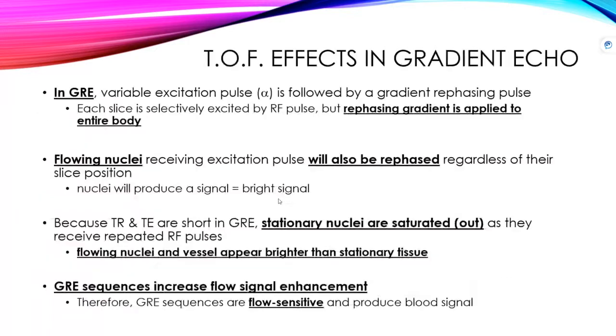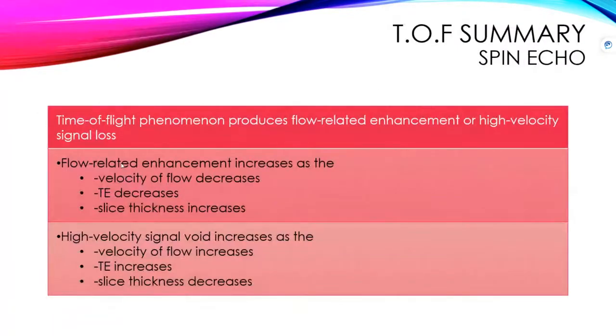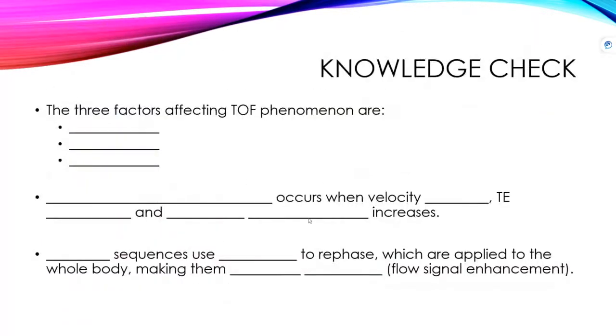It's called flow-related enhancement. So that's what you would put on here. That's when you have slice thickness increasing, time of echo decreasing, and velocity of flow decreasing. Does everybody understand why that is? Or does anybody need me to explain this? Okay.